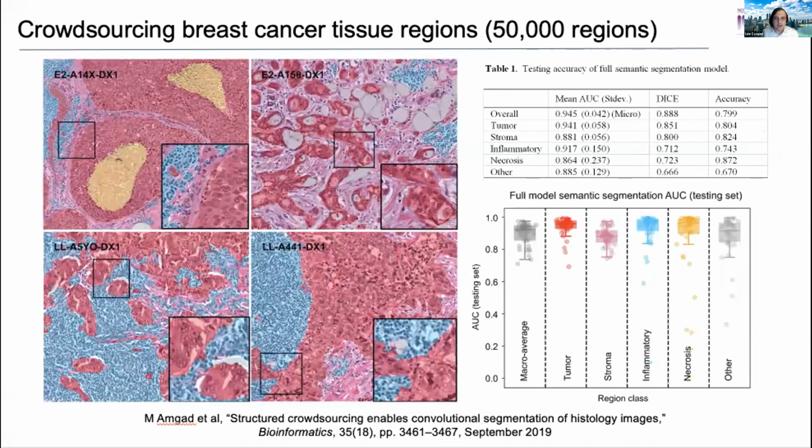Okay, so this is an example of what you can do if you can collect massive amounts of data. This is a study we published in Bioinformatics. It looks at crowdsourcing breast cancer tissue regions. And so we had people annotate 50,000 tissue regions, tracing essentially boundaries. I'll describe how we did that later. But what you can do if you can generate this data is to make extremely accurate computational models using things just like MaskRCNN, just like regular semantic segmentation models.